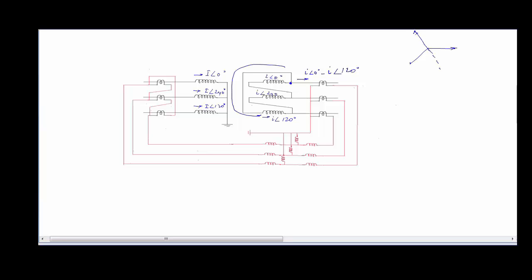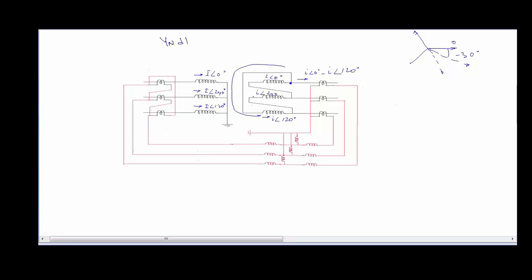So negative of 120 is something like this. This is 0, this is negative of 120, so the resultant will be somewhere here, and it is minus 30 degrees. So minus 30 degrees is implemented for the transformer's vector group. So the vector group of the transformer is YND1.